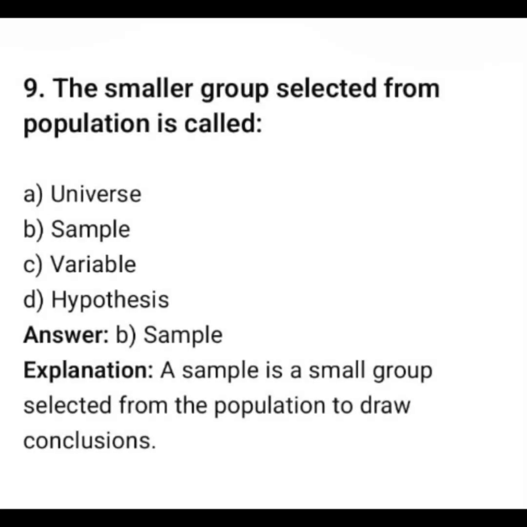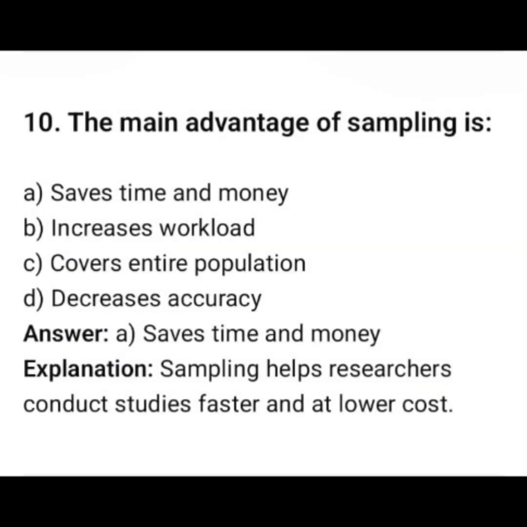The smaller group selected from the population is called: universe, sample, variable, hypothesis. The correct answer is option B, sample. A sample is a small group selected from the population to draw conclusions. The main advantage of sampling is: it saves time and money, increases workload, covers the entire population, decreases accuracy. The correct answer is option A, save time and money. Sampling helps researchers conduct studies faster and at lower cost.